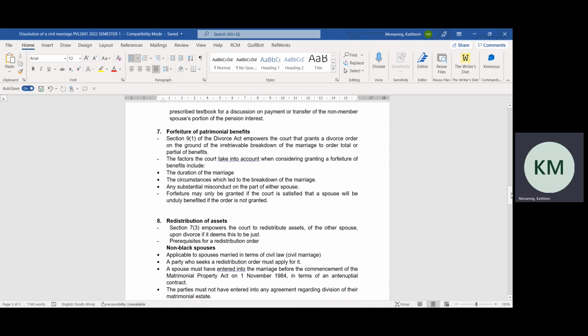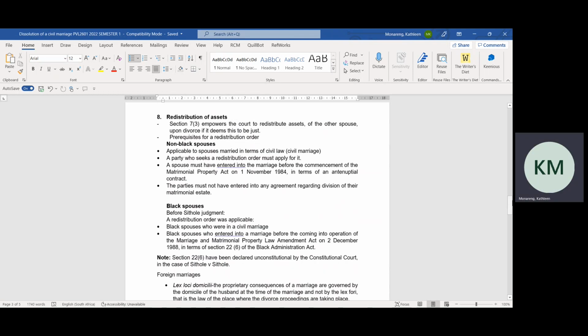You need to be aware of forfeiture of patrimonial benefits. In terms of Section 9(1) of the Divorce Act, this section empowers the court to grant a divorce order on the grounds of irretrievable breakdown of the marriage, and to order total or partial forfeiture of benefits. Here, it is important to note that a forfeiture of benefits can only be ordered if the marriage has irretrievably broken down. So if the marriage terminates because of mental illness or continuous unconsciousness, forfeiture of benefits does not apply. You also must be aware of the factors that the court considers when deciding whether or not to order forfeiture of benefits.